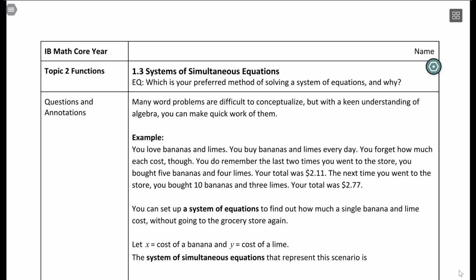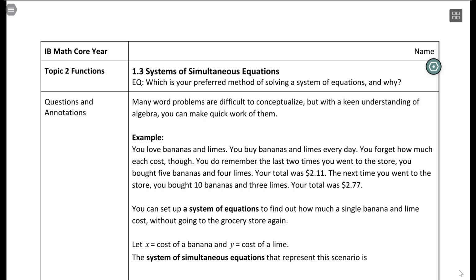And so there's a lot of different ways to perform algebra tasks, and we want you to be able to do that. Now, a lot of word problems emphasize this skill, and it's pretty popular in the IB exam, so we want to address it. Now, many word problems are difficult to conceptualize, but with a keen understanding of algebra, you can make very quick work of them. Let's take a look at a general example first.